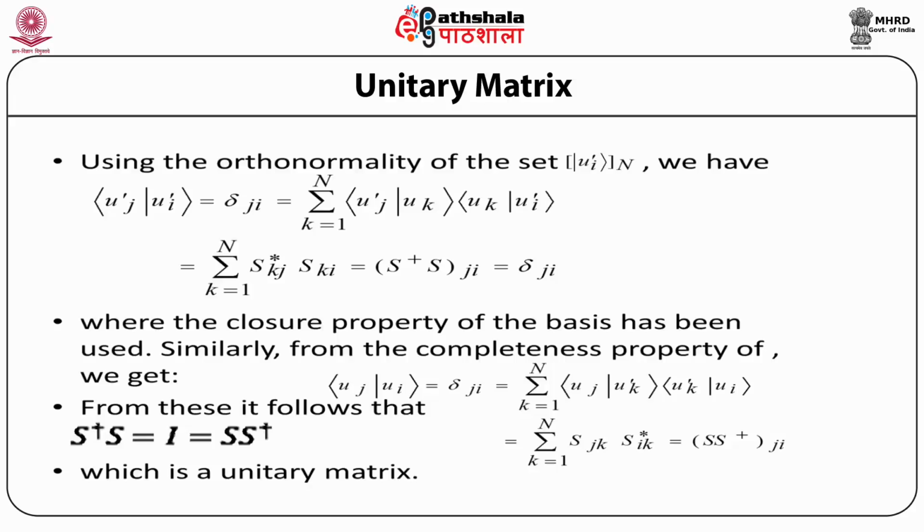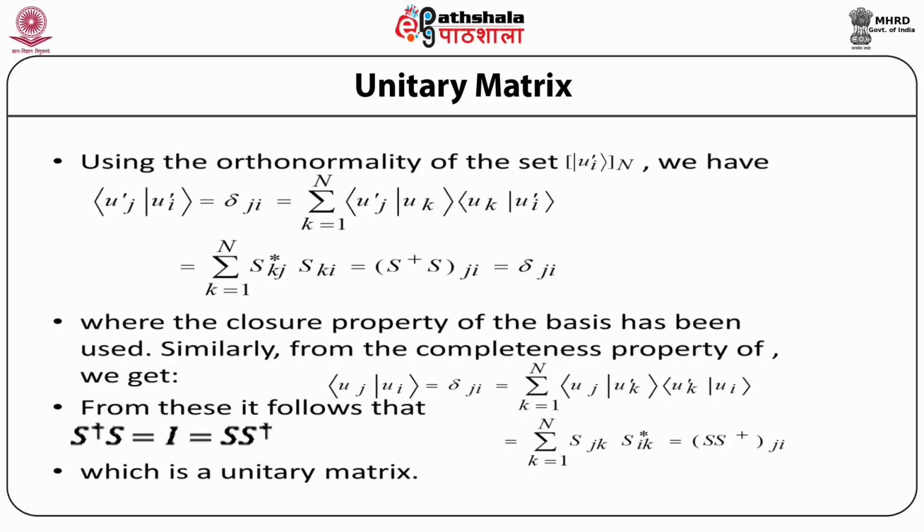Also, S_kj star represents the complex conjugate of the expansion coefficients S_kj, and S dagger represents the adjoint of the operator S. Now, here we have also used the closure property of the basis.